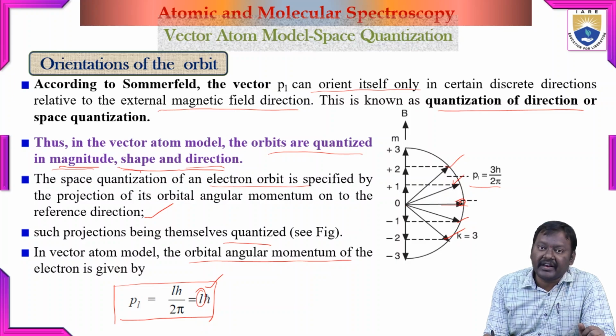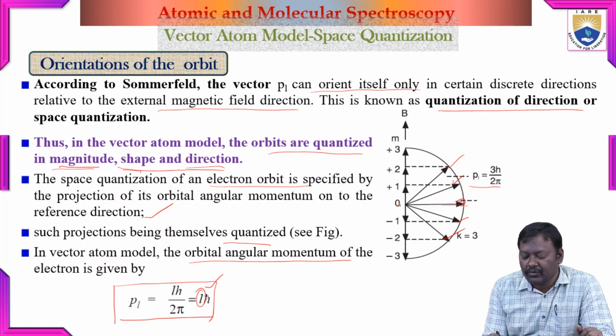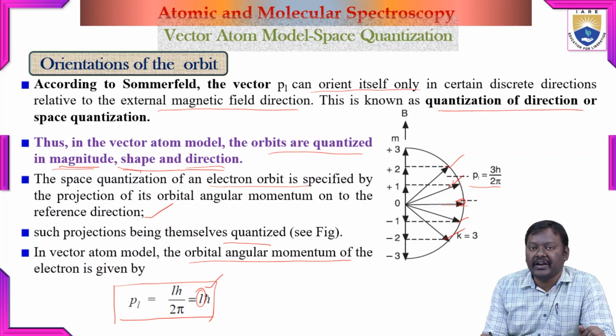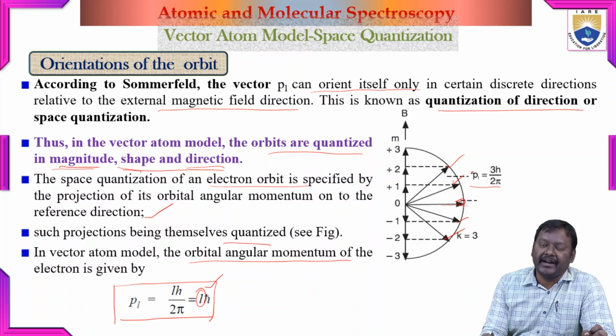Here, the angle of the direction or orientation of the orbit in this direction means it is perpendicular to the direction of the magnetic field. So the orientation of the orbit can be in this direction also. That means the angle of orbit orientation is changing. It could change like this, but only particular orientations are allowed according to Sommerfeld's concept. That is also included in the vector atom model.